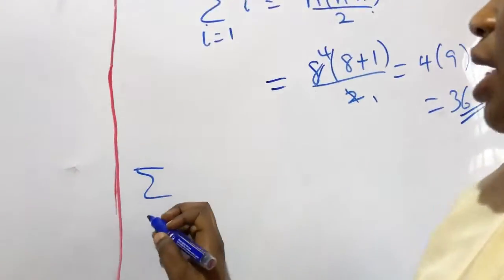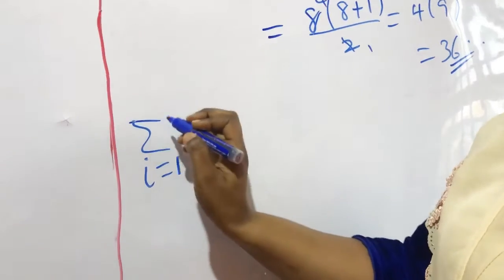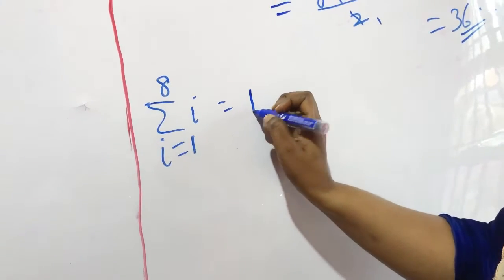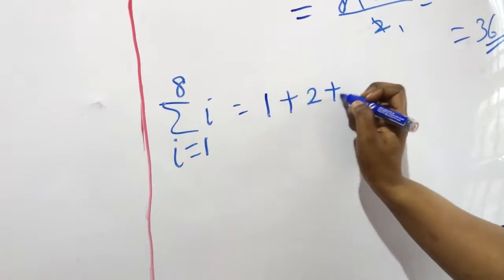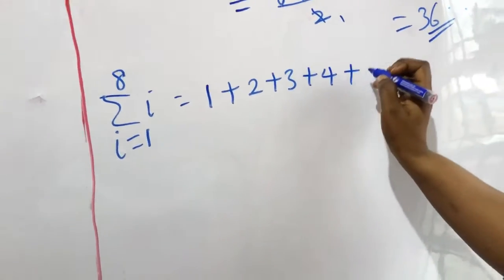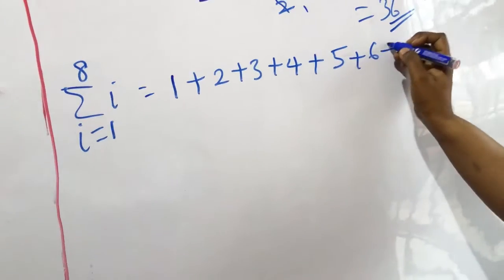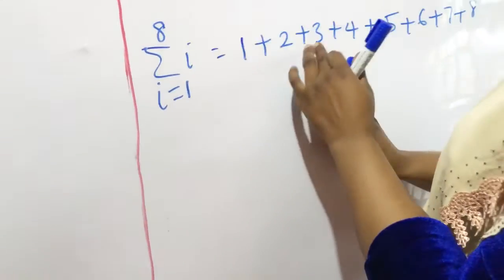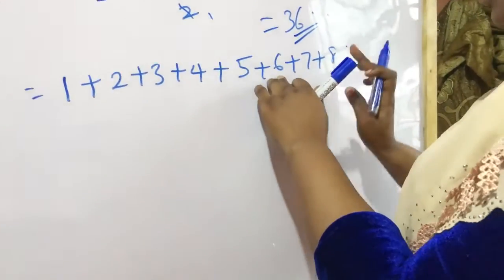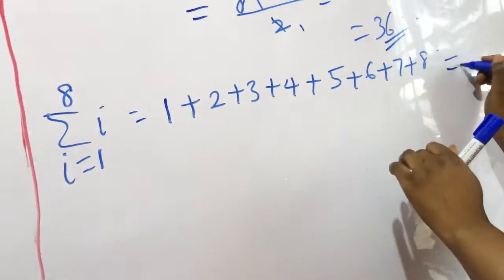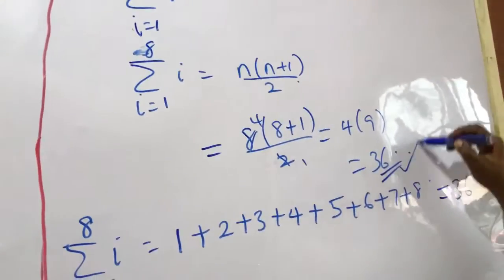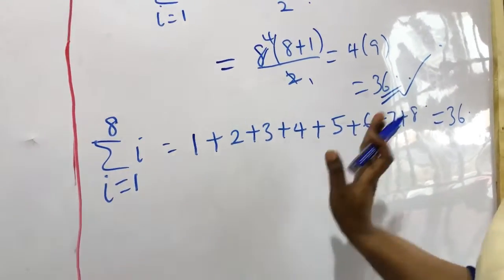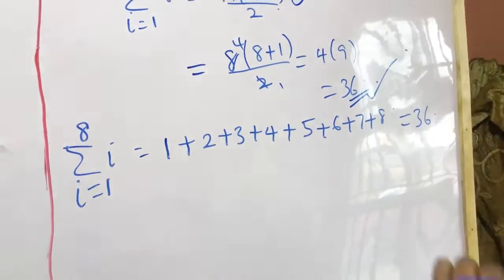So summation i is equal to 1 to 8, i. So when i is equal to 1 plus when i is equal to 2, when i is equal to 3, when i is equal to 4, when i is equal to 5, plus 6, plus 7, plus 8. 1 plus 2, 3, 6, 10, 15, 21, 28, 36. Can you see? So I think this formula is short and it reduces the rate of making mistakes. So you can go for the formula.